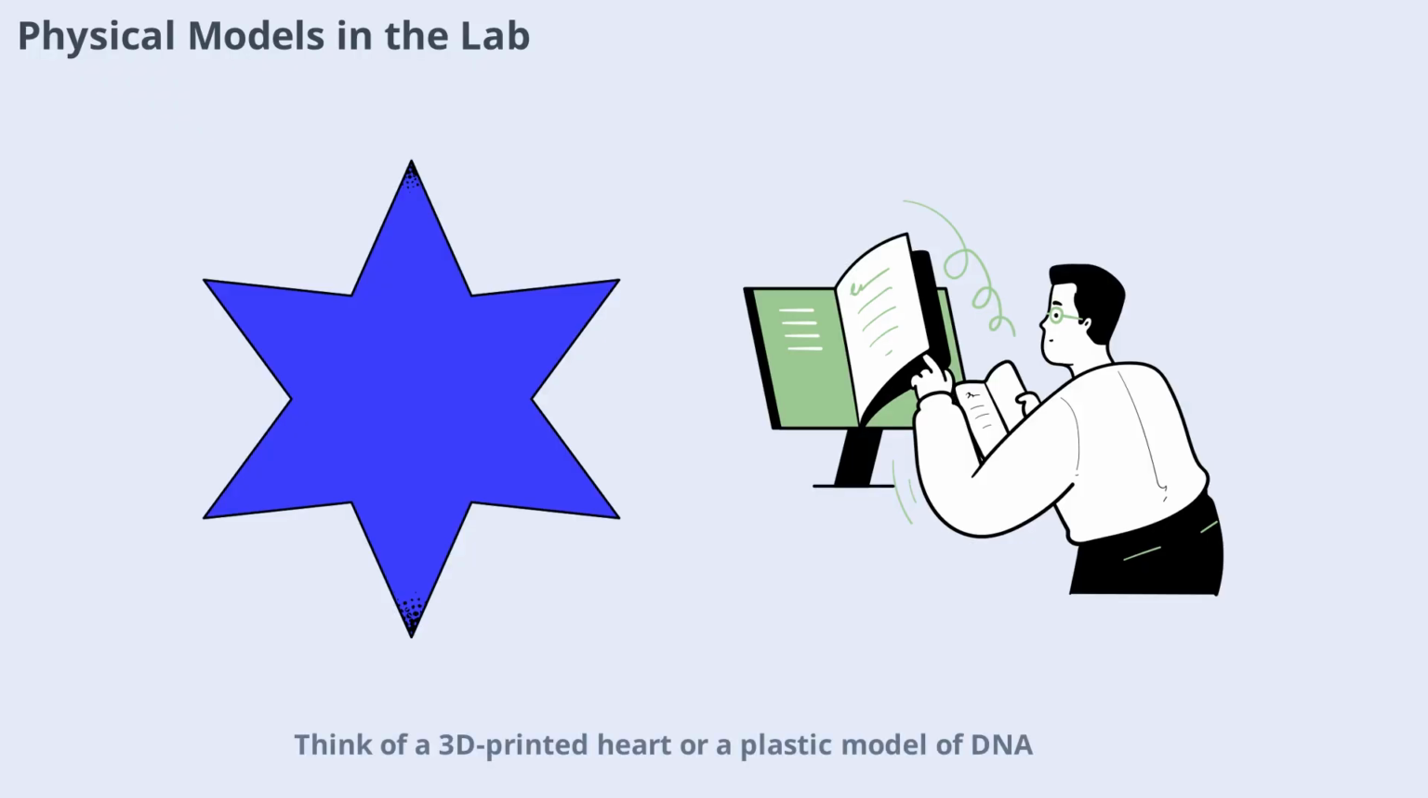Physical models are tangible representations of biological structures. Think of a 3D printed heart or a plastic model of DNA. These models help students and researchers visualize and understand the shapes and relationships of biological components. In the lab, physical models can also be used to test mechanical properties or demonstrate how molecules interact. While they may not capture every detail, physical models are invaluable for education and communication.